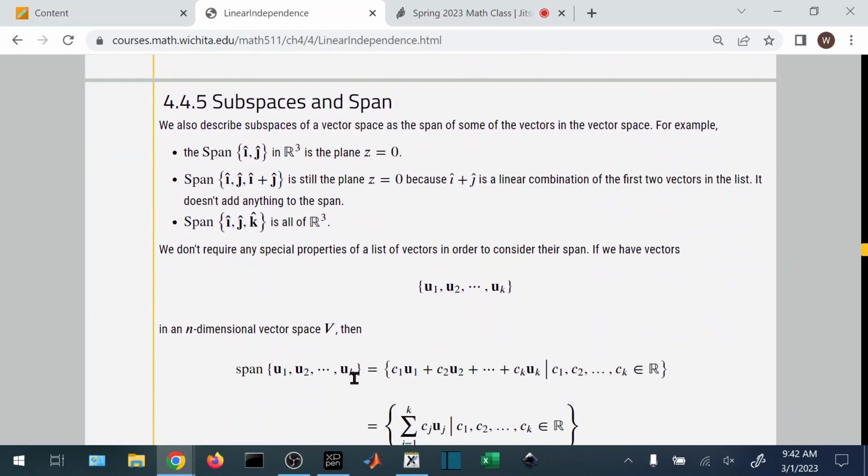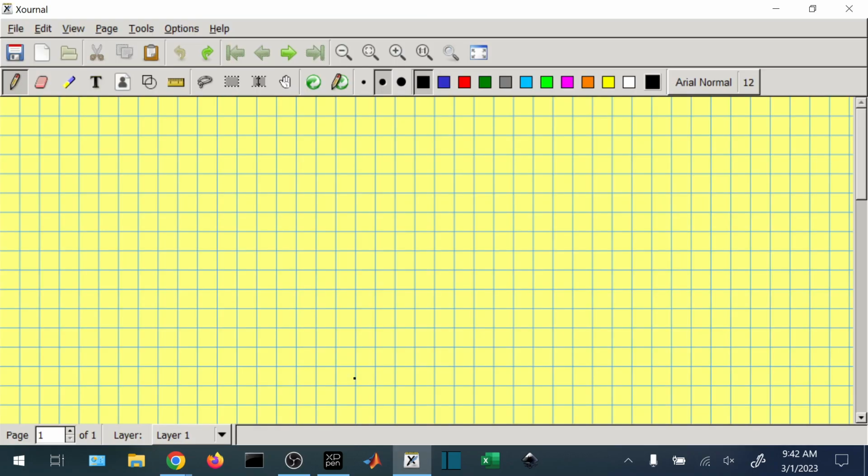So, let's look at some spans. For example, what is the span of i hat and j hat in R3? You have to read the questions really carefully. Because when you saw i hat and j hat, you were probably thinking R2, because no k was listed anywhere in sight. But in this case, no, we mean i hat and j hat in R3. So in this case, i hat is the vector 1, 0, 0.